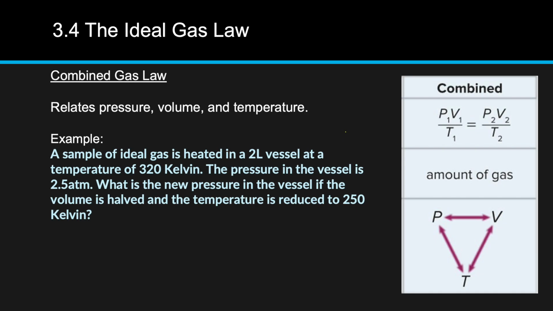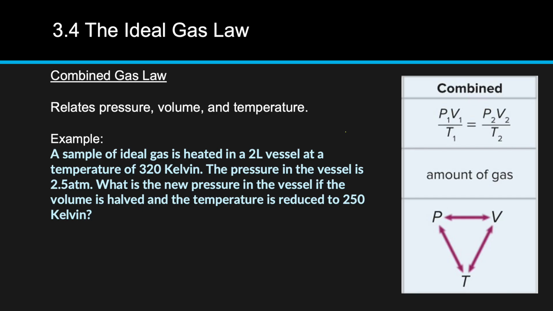The combined gas law relates pressure, volume, and temperature when the amount of gas stays constant. It combines Boyle's, Charles's, and Gay-Lussac's laws into one formula, which is P1V1 over T1 equals P2V2 over T2. This law is useful when more than one variable changes at the same time. For example, if the volume of the gas is halved and the temperature decreases, the pressure will adjust depending on both changes together. So let's look at this example.